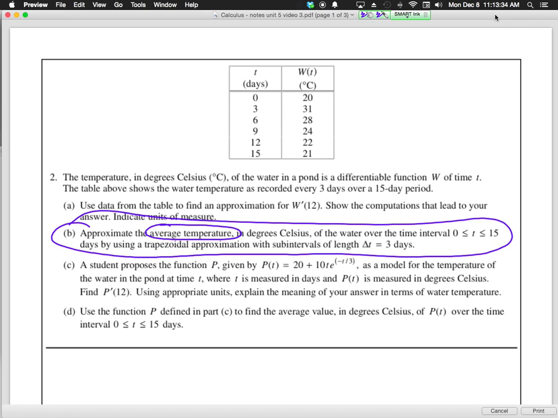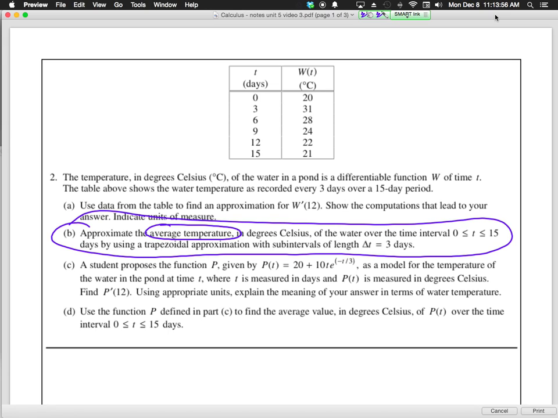I don't know how to think about that. It's the function above temperature over time. So I want the change in the function above temperature over the change in time. So what is my temperature function? W is my temperature function. So I want the change in the function above W over the change in time.